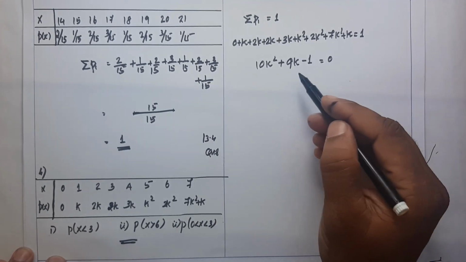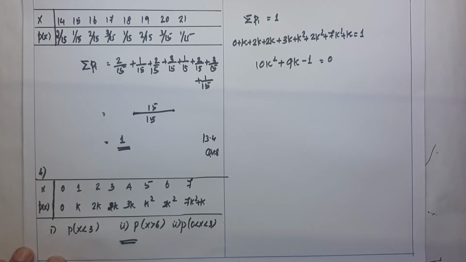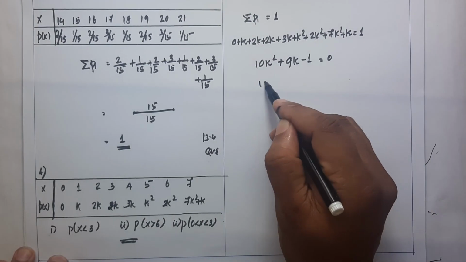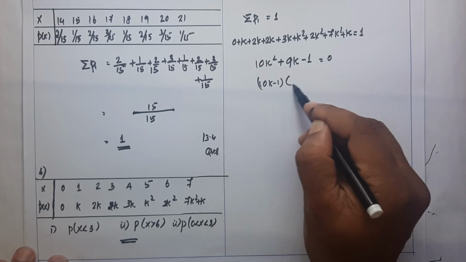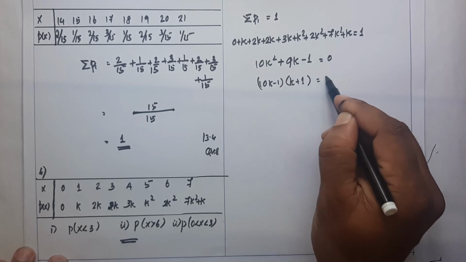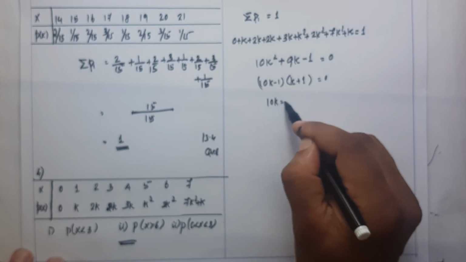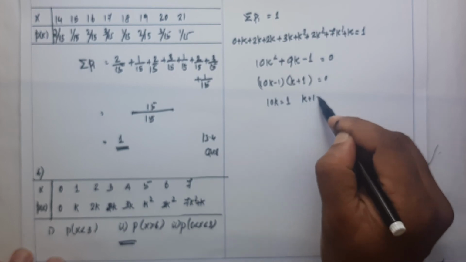Now we factorize this, and we get (10k minus 1)(k plus 1) is equal to 0. Therefore 10k minus 1 is equal to 0 and k plus 1 is equal to 0.